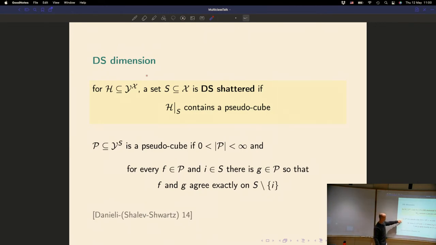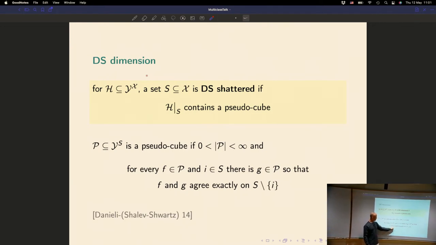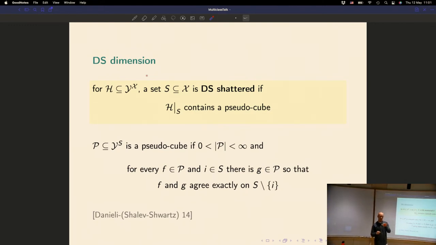A pseudo cube is a collection of functions, and this collection should be finite and non-empty. It's important that it's finite. What property does it have? If we look at a function f in this collection and some coordinate i inside the set we care about, then there is some other function g in the collection that differs from f on the entry i. So for every function, there is a neighbor in the ith direction, a neighbor in the sense of Hamming distance one. This is a different way to define the Boolean cube, not via all the functions, but where every vector has a neighbor. In the 0-1 setting, this is equivalent to the Boolean cube, but in the abstract setting it is a different definition.